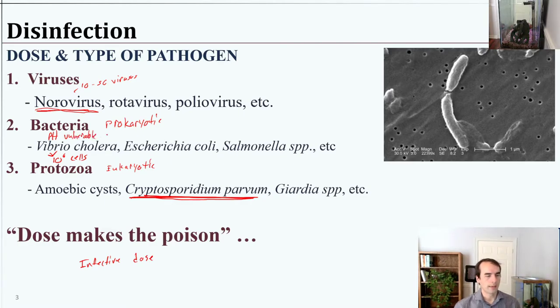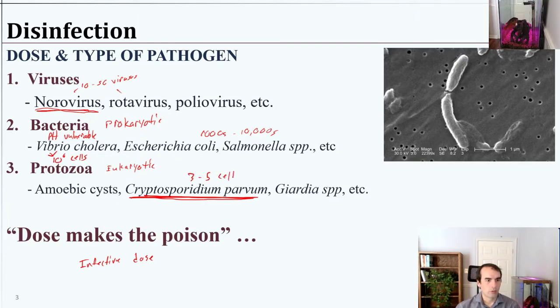So our stomach acid is rather acidic, right? We've got hydrochloric acid in our stomach, and that acid can kill cholera reasonably well. Likewise, E. coli and Salmonella are probably in the thousands to 10,000s in terms of the infective dose. I think rotavirus is somewhere similar. I don't remember poliovirus. Cryptosporidium happens to be like 3 to 5 cells.